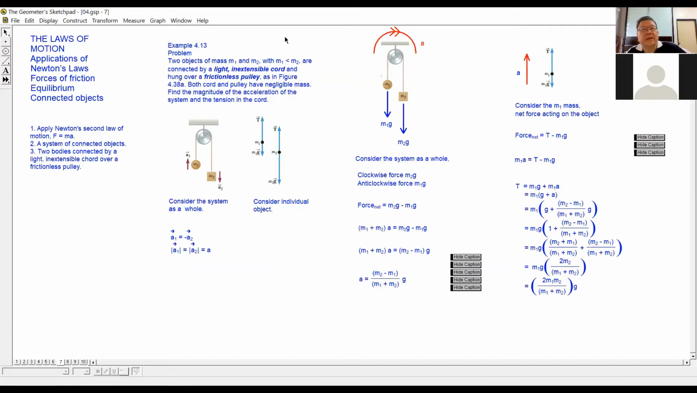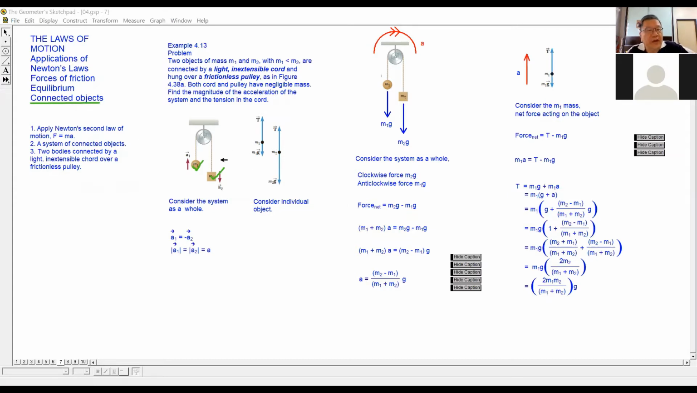objects. In your syllabus, it is called connected objects. How are the objects connected? The objects are connected by a string, right? Wait a minute. So these are the two objects, one here and one here. These two objects are connected by a string over a smooth pulley. So this type of problem is called connected objects in your textbook and also inside your syllabus.